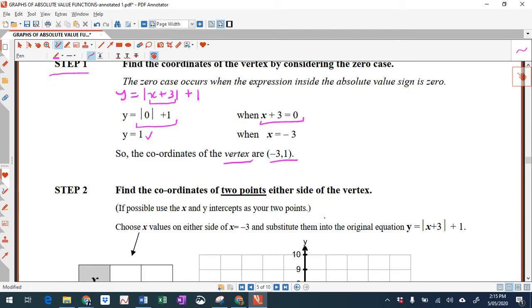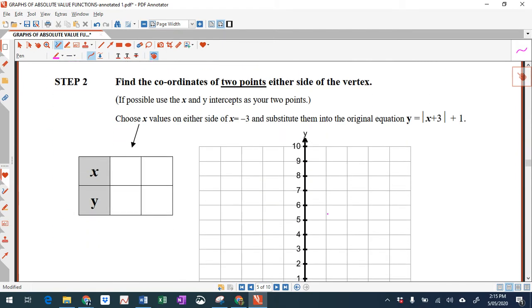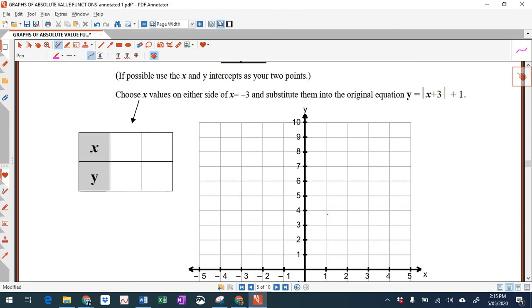So we can go down to our number plane and plot negative 3, 1. So negative 3, 1 is just here. Okay, now we need a point either side of the vertex. I'm going to choose x equals 0 because 0 makes things a little bit easier. So I put x equals 0 in there, I get 0 plus 3, which is 3. Absolute value of 3 is 3, plus 1 is 4. Okay, which is my y-intercept, so 0, 4.